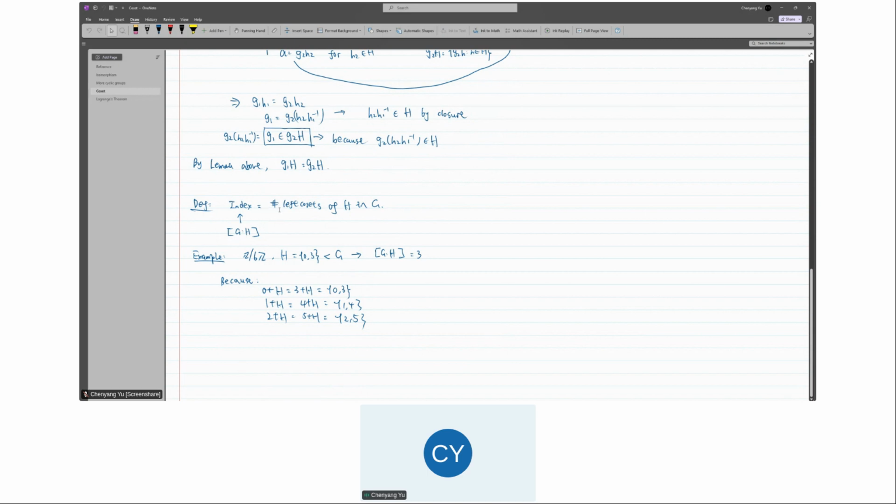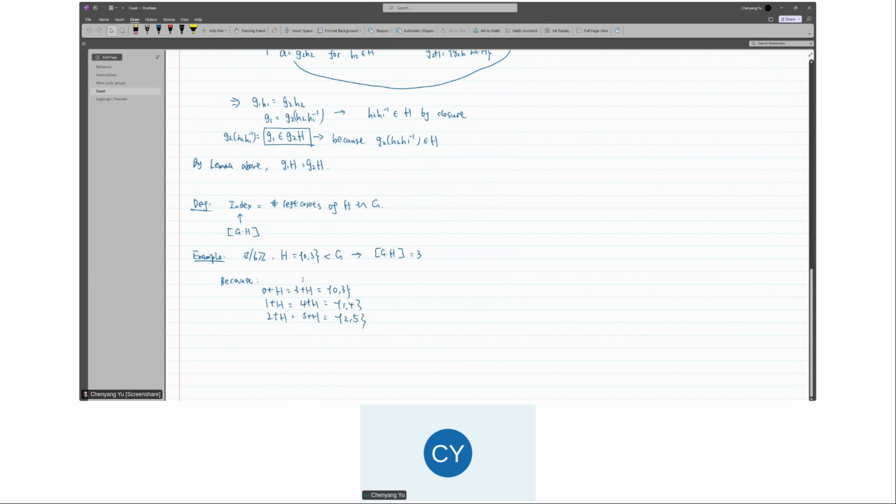The index of H means the number of distinct left cosets of H in G. Okay, so take a concrete example here: Z mod 6Z. We just work out this example. The index is 3. Why is that?